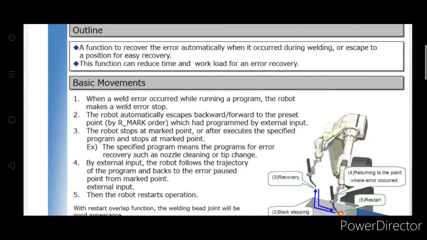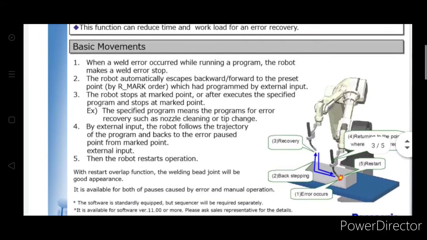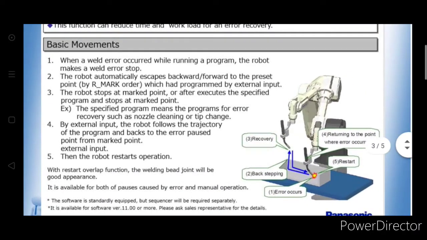This function recovers the error automatically when it occurs during welding, or escapes to the position for escape recovery. This function can reduce time and workload for error recovery. Basic movement: when a weld error occurs while running a program, the robot makes a weld error stop.